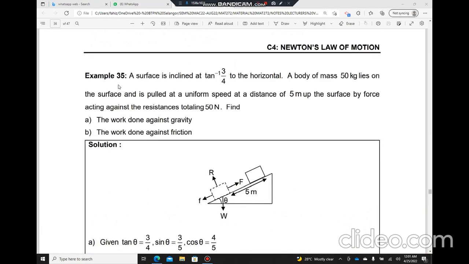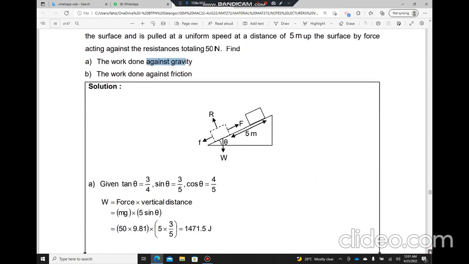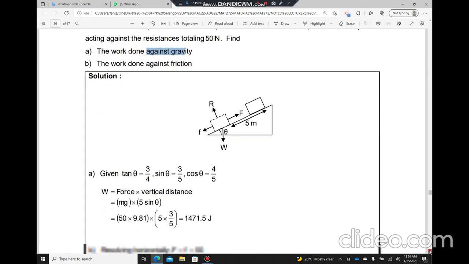Okay, next example 35. A surface is inclined at tangent inverse 3/4 to the horizontal. Okay, a body of mass 50 kg is pushed at a uniform speed, distance 5 meter, and then total resistance totaling 50 Newton. Okay, so the work done against gravity and the work done against friction. Maksudnya dia nak yang gravity ni vertical, friction horizontal.